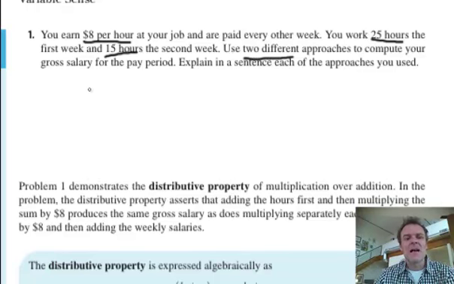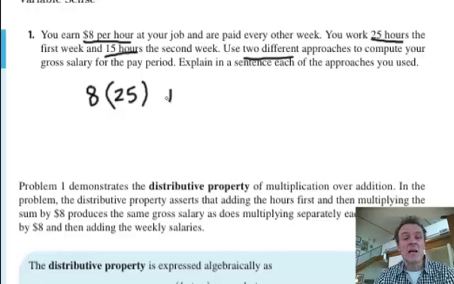Okay, I'm paid $8 per hour, so $8, okay? For the first week, I work 25 hours, so of course it's 8 times 25. That's for the first week. For the second week, I'm still getting paid $8 an hour, but I'm only working for 15 hours, so that's 8 times 15, okay?